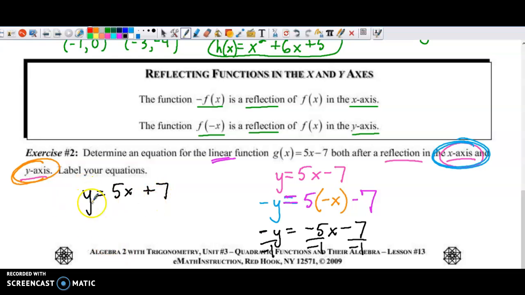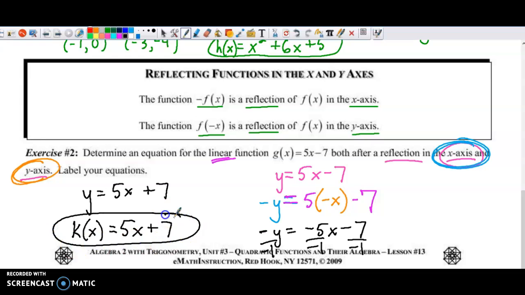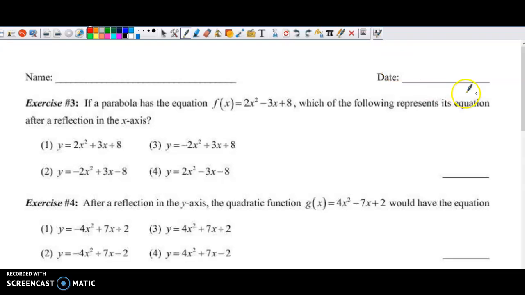In other words, you can name this function whatever you want. Well, you wouldn't want to use g again, so maybe you use k of x just to have a completely different variable. It would look like this, 5x plus 7. And you could explore with a graphing calculator why that's correct.